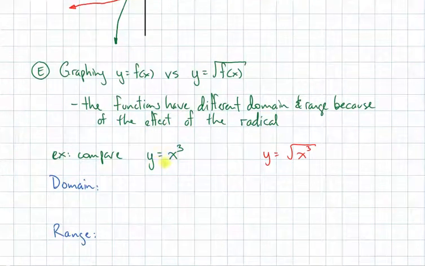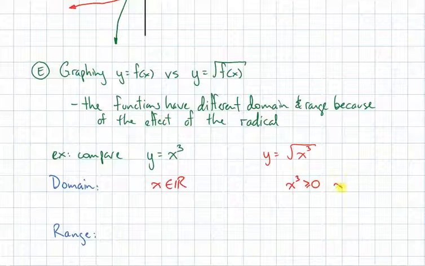Here's a comparison. Y equals x cubed with y equals the root of x cubed. So f of x being a cubic function. Well, the domain is reals here. However, over here, I know with the square root that I need x cubed to be greater than or equal to 0. So that means x itself has to be greater than or equal to 0. Notice how the domain changed.